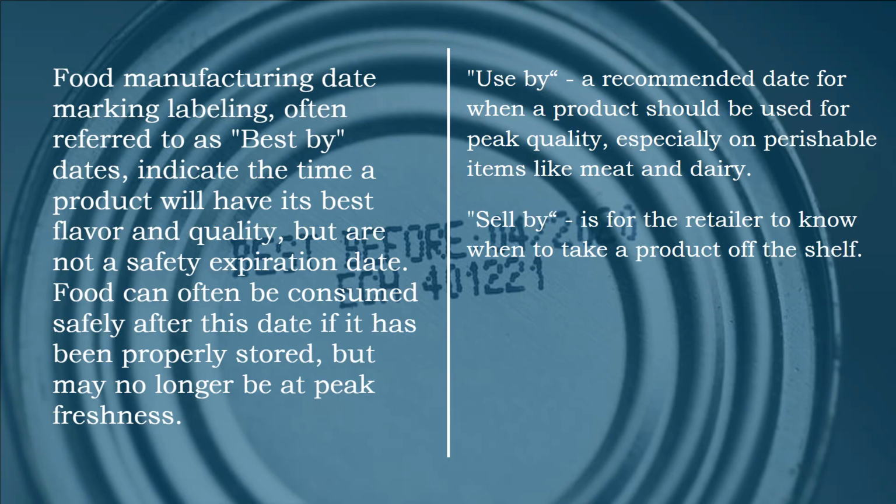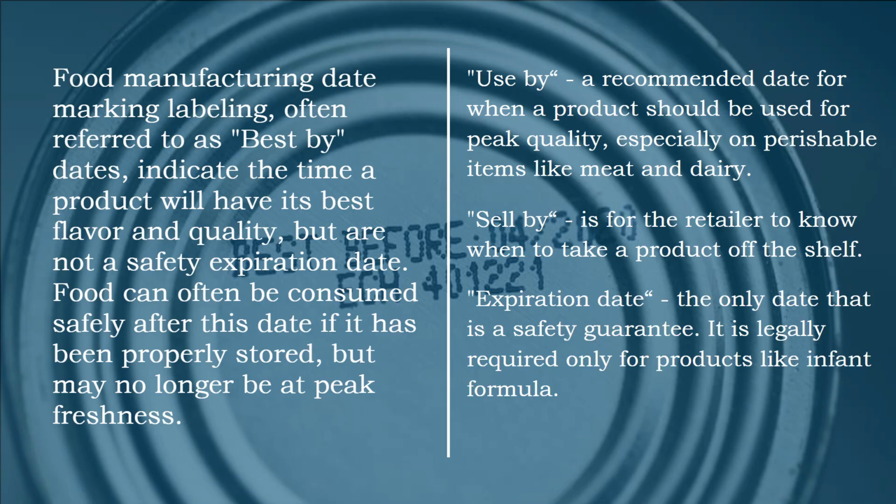Sell by. This date is for the retailer to know when to take a product off the shelf. It is not an indicator of safety, and food is often safe to eat for days or weeks after this date if stored properly. And expiration date. This is the only date that is a safety guarantee. It is legally required only for products like infant formulas.